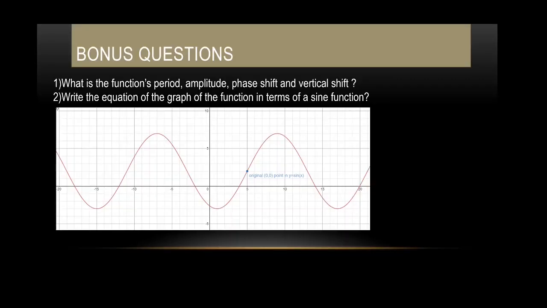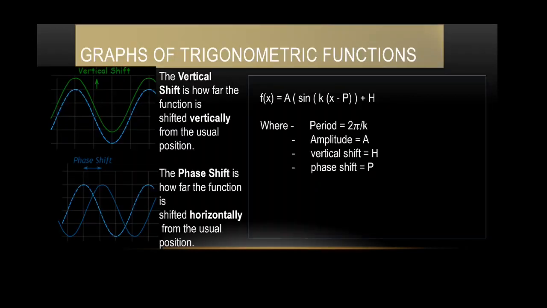And this is another question. This was the original point in y is equal to sine of x. This was the first 0 point before I shifted the function. So before shifting the function, this was the original point. In this graph, you should find out the function's period, amplitude, phase shift, and the vertical shift. And you should write the equation for the graph of the function in terms of a sine function. As you can see, you should write it in this form.